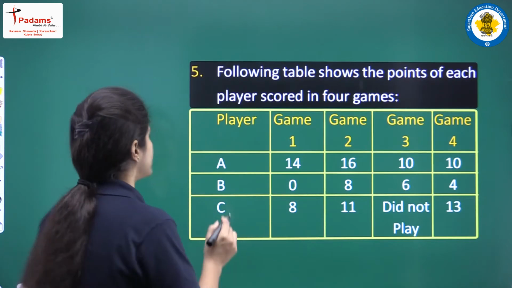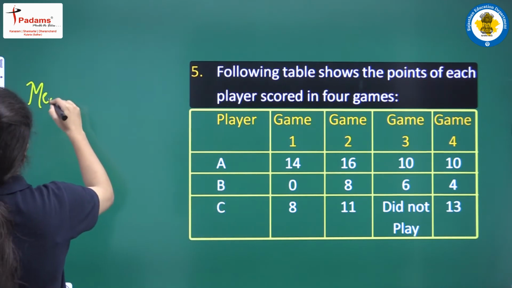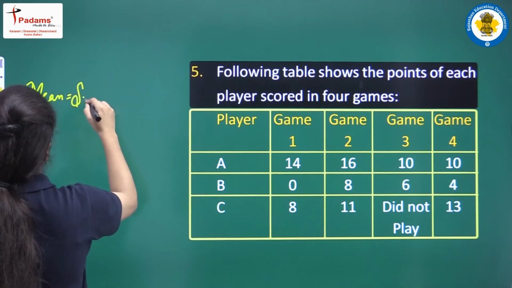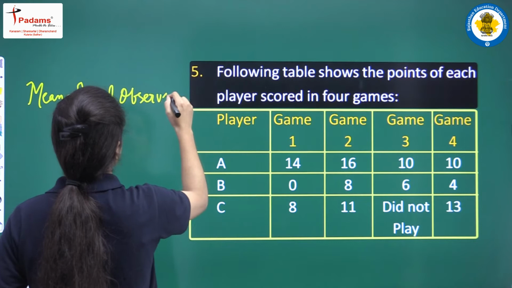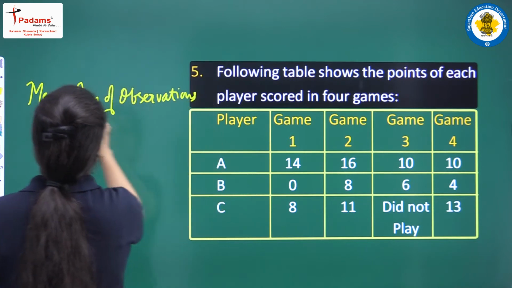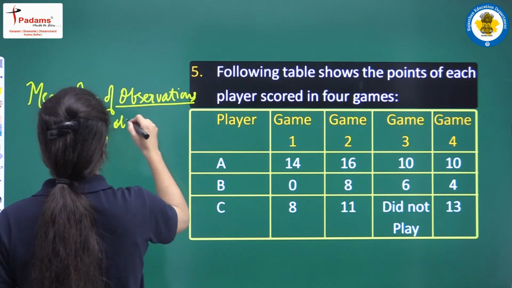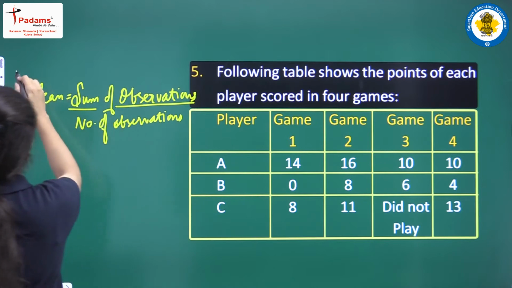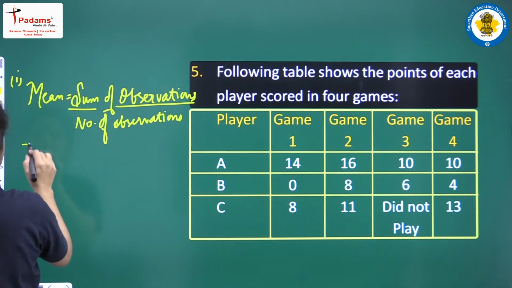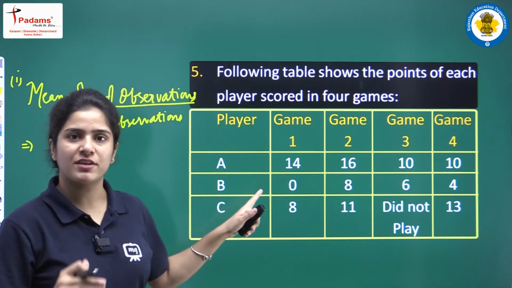Alright students, so firstly, what is mean? Mean is equal to the sum of observations upon the number of observations, right students? Sum of observations upon the number of observations, alright? So students, in the first part, the sum of observations means firstly we need to find out the average score of A.